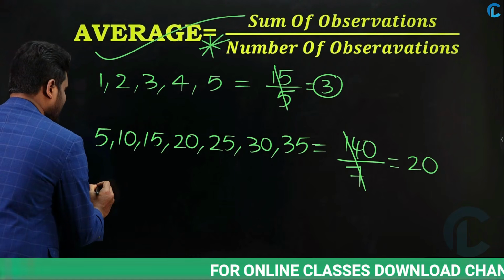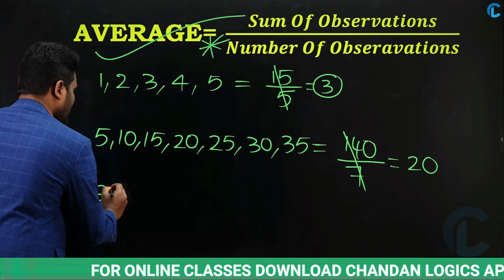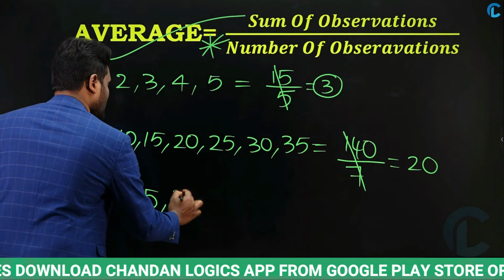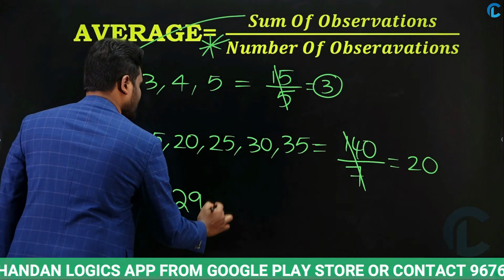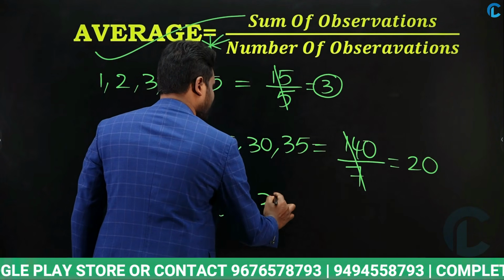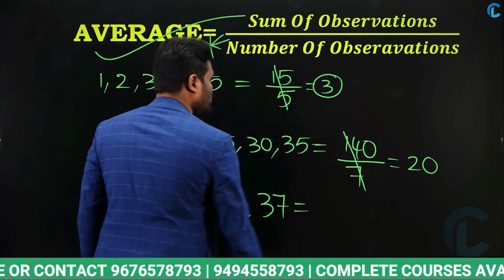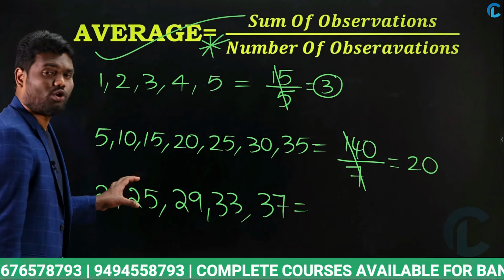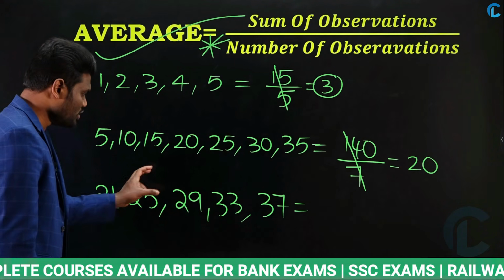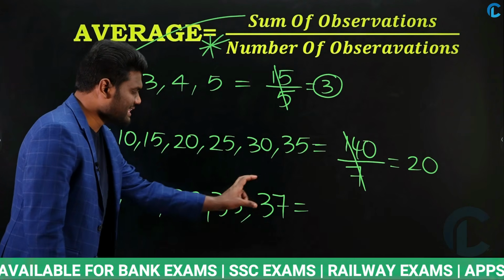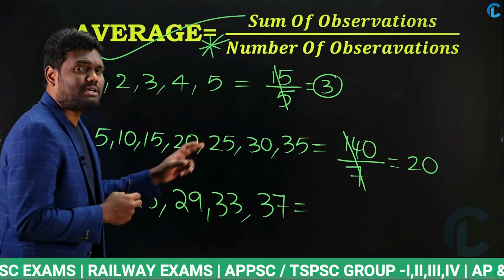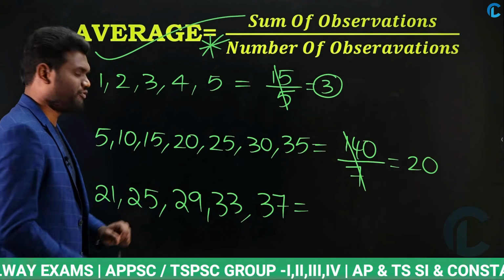Let us say I have the numbers 21, 25, 29, 33, 37. If I ask you to calculate the average of these numbers, numbers are 21, 25, 29, 33, 37. What is the average of these numbers? Average is nothing but the sum of numbers divided by the number of numbers.